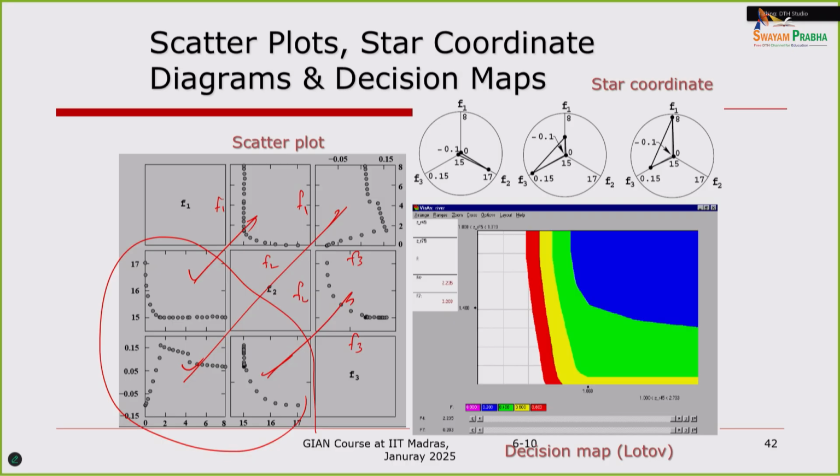This is another one called star coordinates. So if you have 3 objectives, you have these 120-degree lines. This is the best one for F1, this is the worst one for F1, best one for F2, worst one for F2, and you basically mark those points based on your actual F1, F2 values, and you will end up getting a triangle.